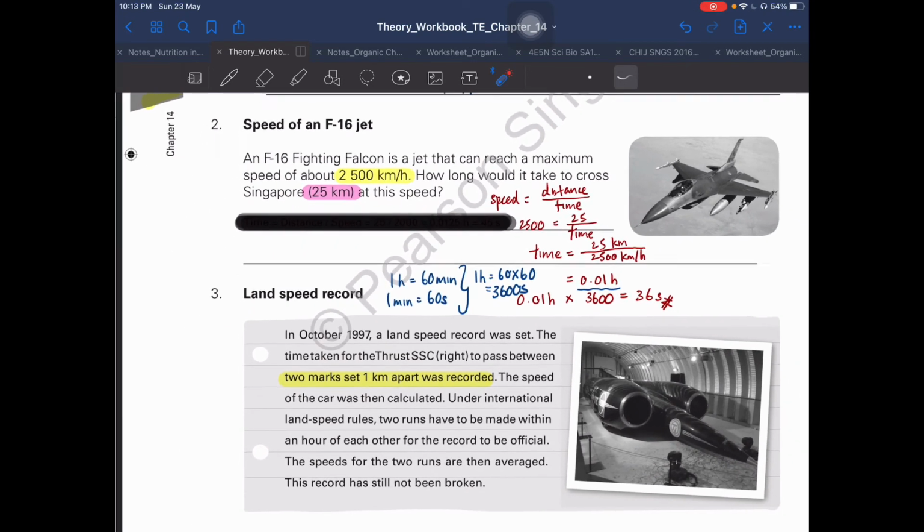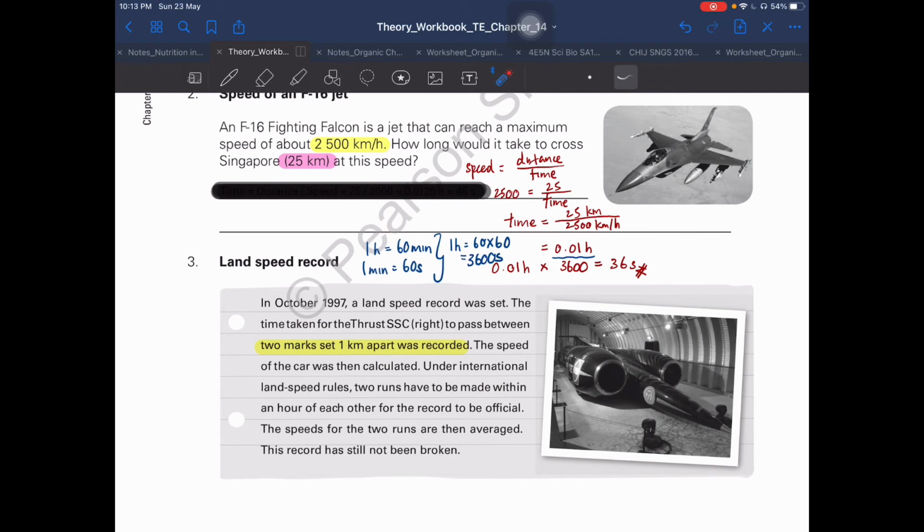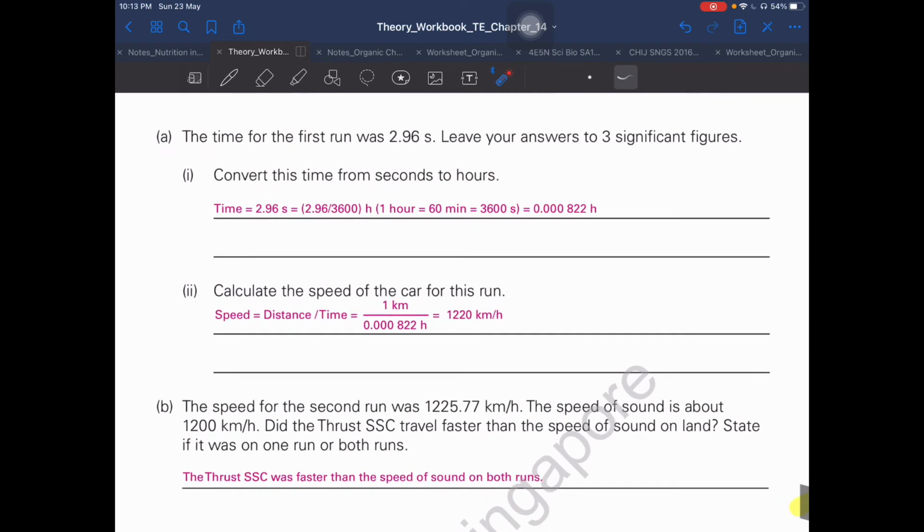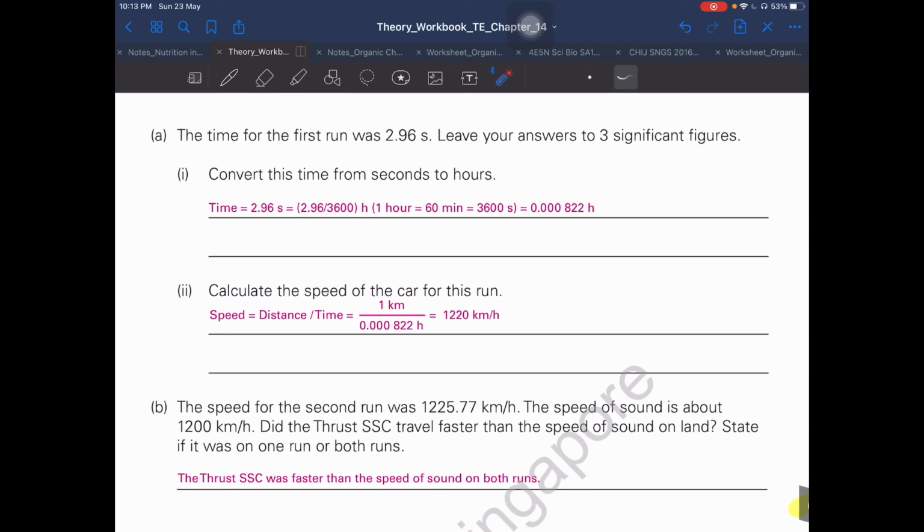In the next question about the land speed record, they asked about a vehicle called Thrust SSC, as represented over here, which is moving between 2 points that are 1 kilometer apart. Then the time was recorded. So basically, we are supposed to convert certain time units. We are given this timing of 2.96 seconds, and we're supposed to convert it to hours.